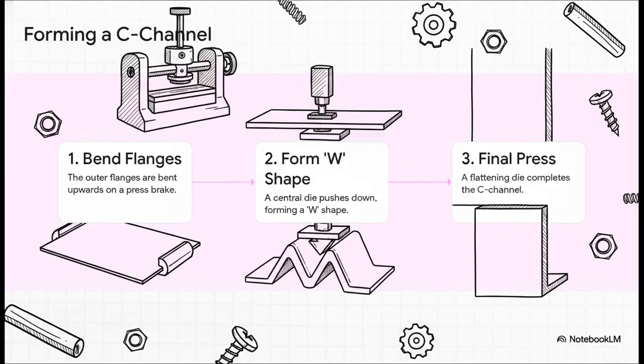Now this is that process in action. Here's how a simple C-channel gets made on a machine called a press brake. First, the outer flanges get bent up. Then, a central die pushes down, making a temporary W shape. And finally, a flattening die comes in and creates that finished channel. It's like a carefully choreographed dance between metal and machinery.